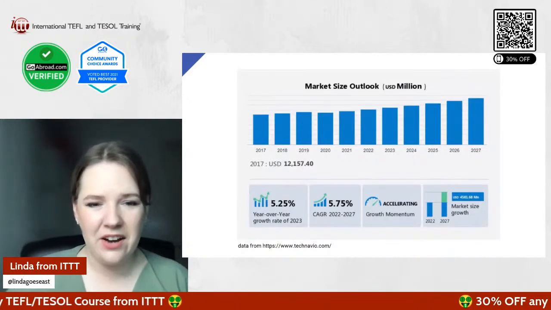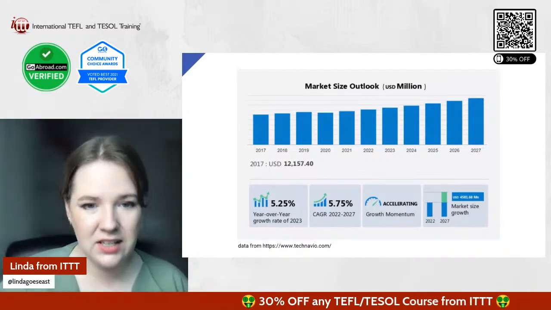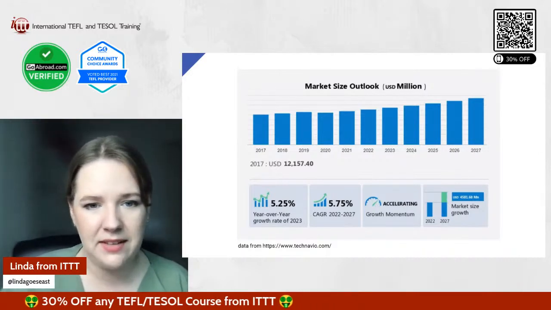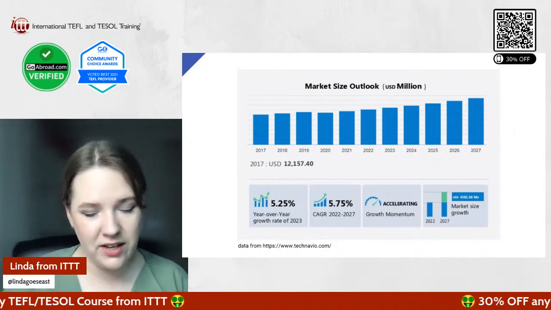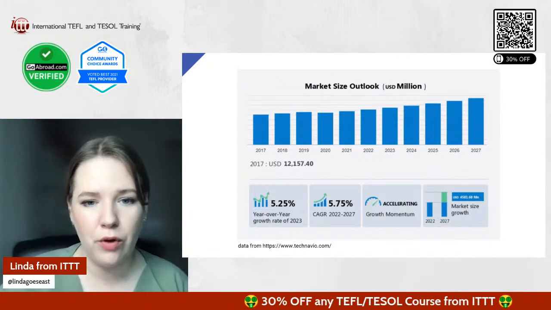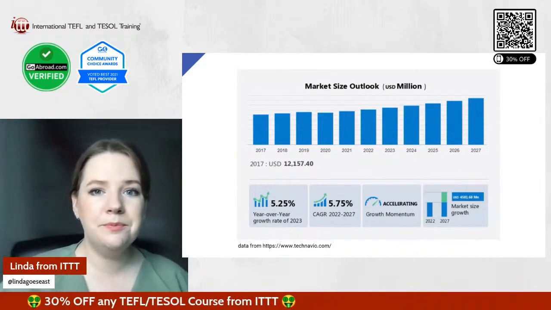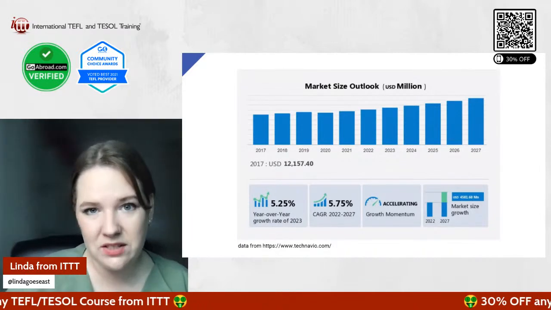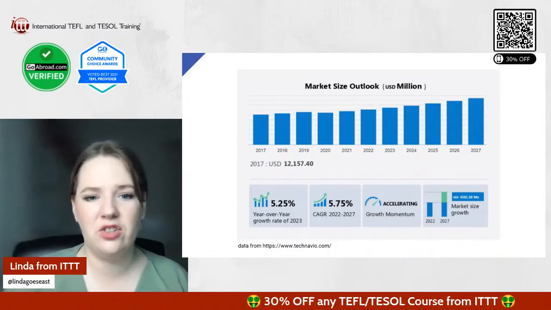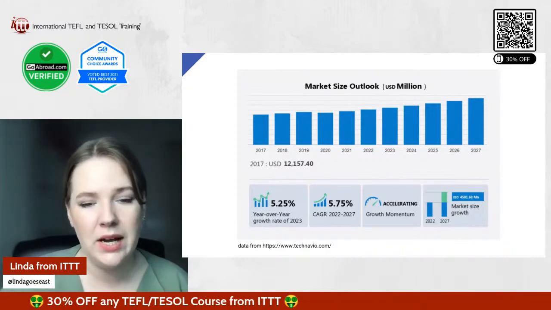Business English. And I actually found some really interesting statistics here. This is from technavio.com, and they are looking at the business English sector and the market size outlook. It is expected to grow in the coming years. So that's very important for us to know if we are interested in teaching business English, that this is not a dying field. No, it is a growing industry, a growing field, okay? And the market size is going to increase.